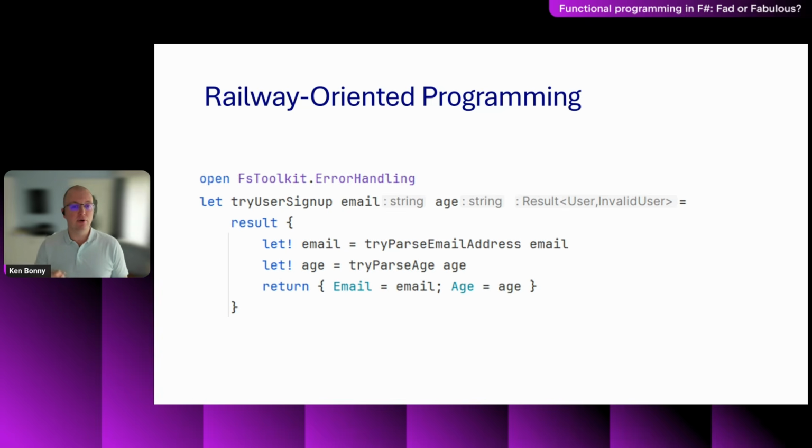What happens when we get invalid users? When we get an error back, we don't have to write repetitive if statements or pattern matching and try and see if we have an okay value or not. That's what the binding does for us. That's what the let bang is here to do. So if the try parse email returns an error with an invalid email address, we won't go to the parsing of the age, and we will not try to create a user. We will just exit early.